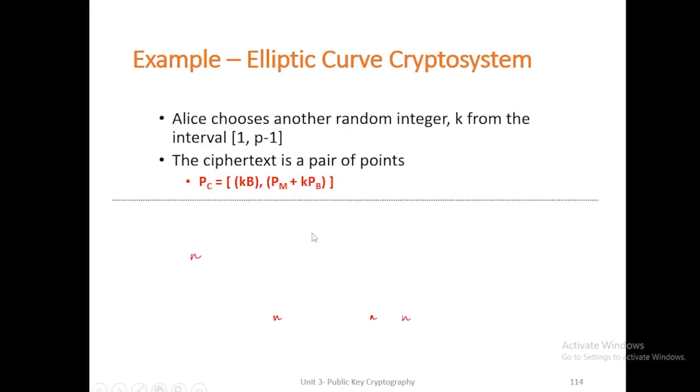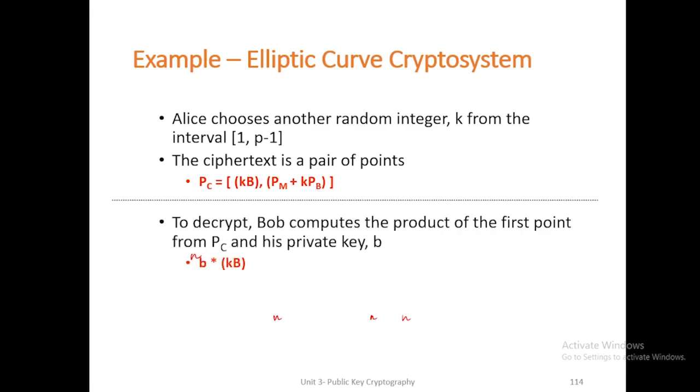So let us take the cryptographic representations. Here we should select a random integer k. This k range is from 1 to p minus 1. So the encryption is done as follows. PC is the encrypted value, which is a set of two values. The first value is the random number k times the base point, and the second value is the given plain text value PM plus the random number k times PB. Here PB is retrieved from receiver B. So this is the encrypted pair.